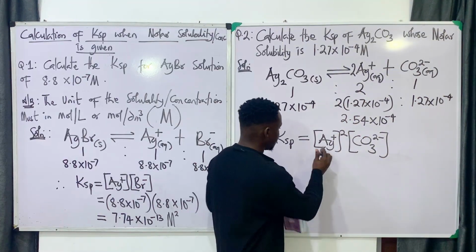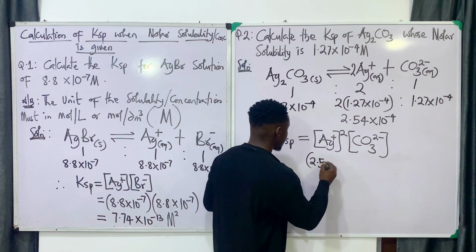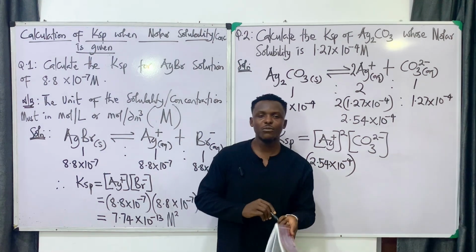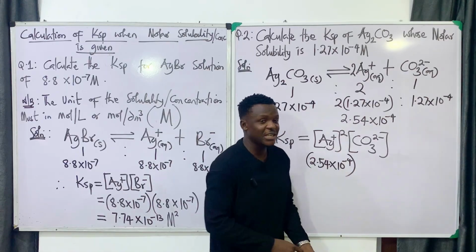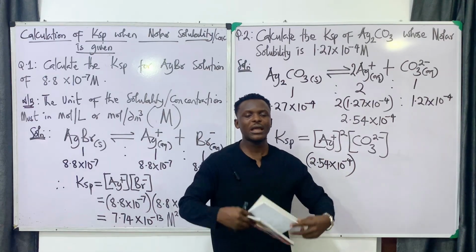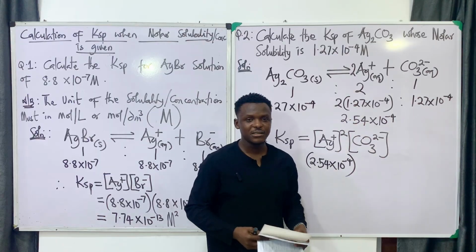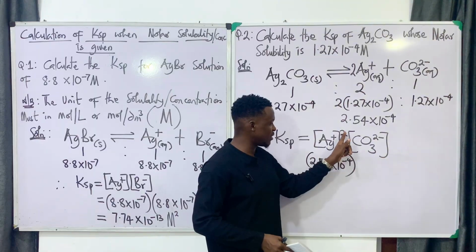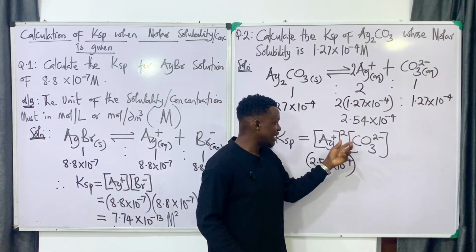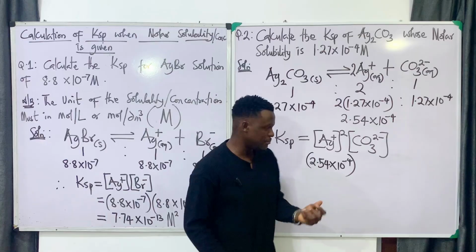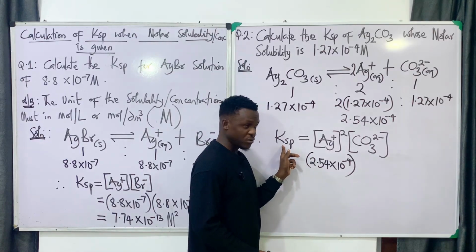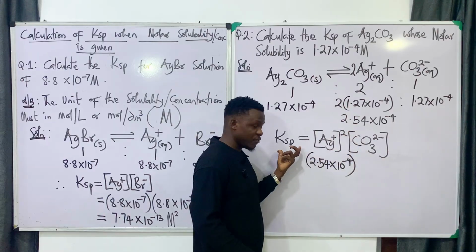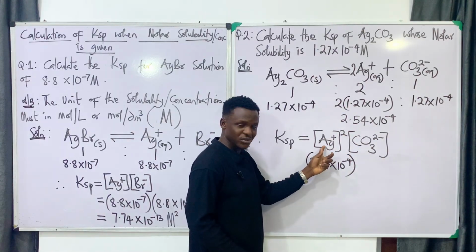So in place of this silver, you're going to put 2.54 times 10 raised to the power of minus 4. Please, you must also raise it to 2. Some persons will say, but why will I raise it to 2 since I already multiplied? What you just did here is the concentration of this. It has no business with this squared here. This squared is obtained by writing the equilibrium constant expression, the Ksp. So it has no business with this concentration.